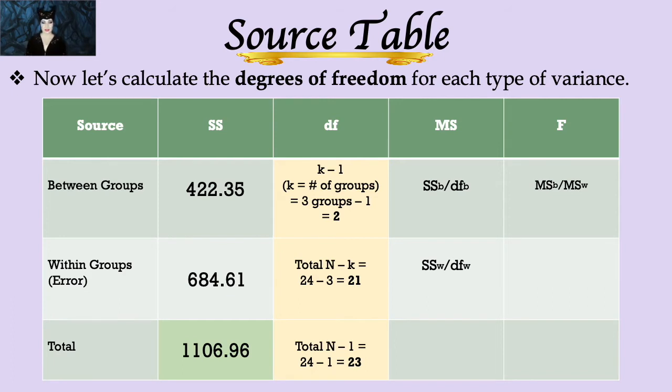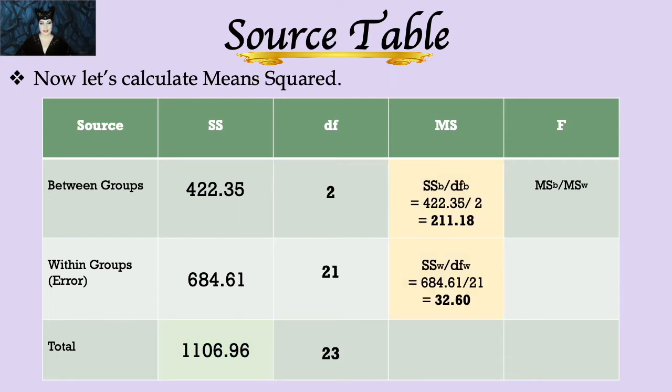Moving right along to the mean squared column, we know that mean squared is calculated by sum of squares between divided by degrees of freedom between. So if I take 422.35 and I divide it by its corresponding degrees of freedom of 2, I am left with 211.18. So my mean squared between value is 211.18. I'm going to do the same thing for within group variance. I'm going to take 684, divide that by 21, and I'm going to be left with 32.60. The last thing I need to do is calculate my F value.